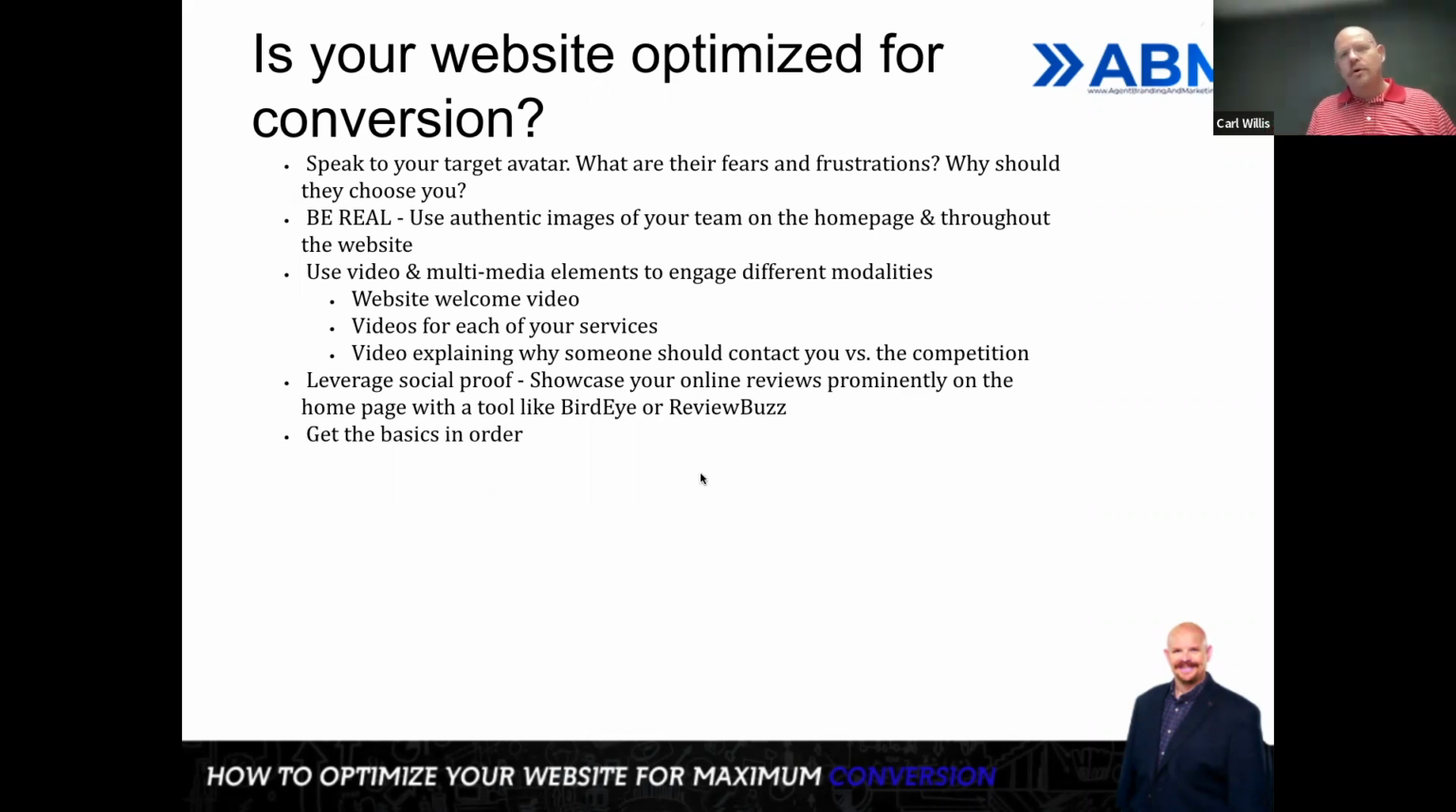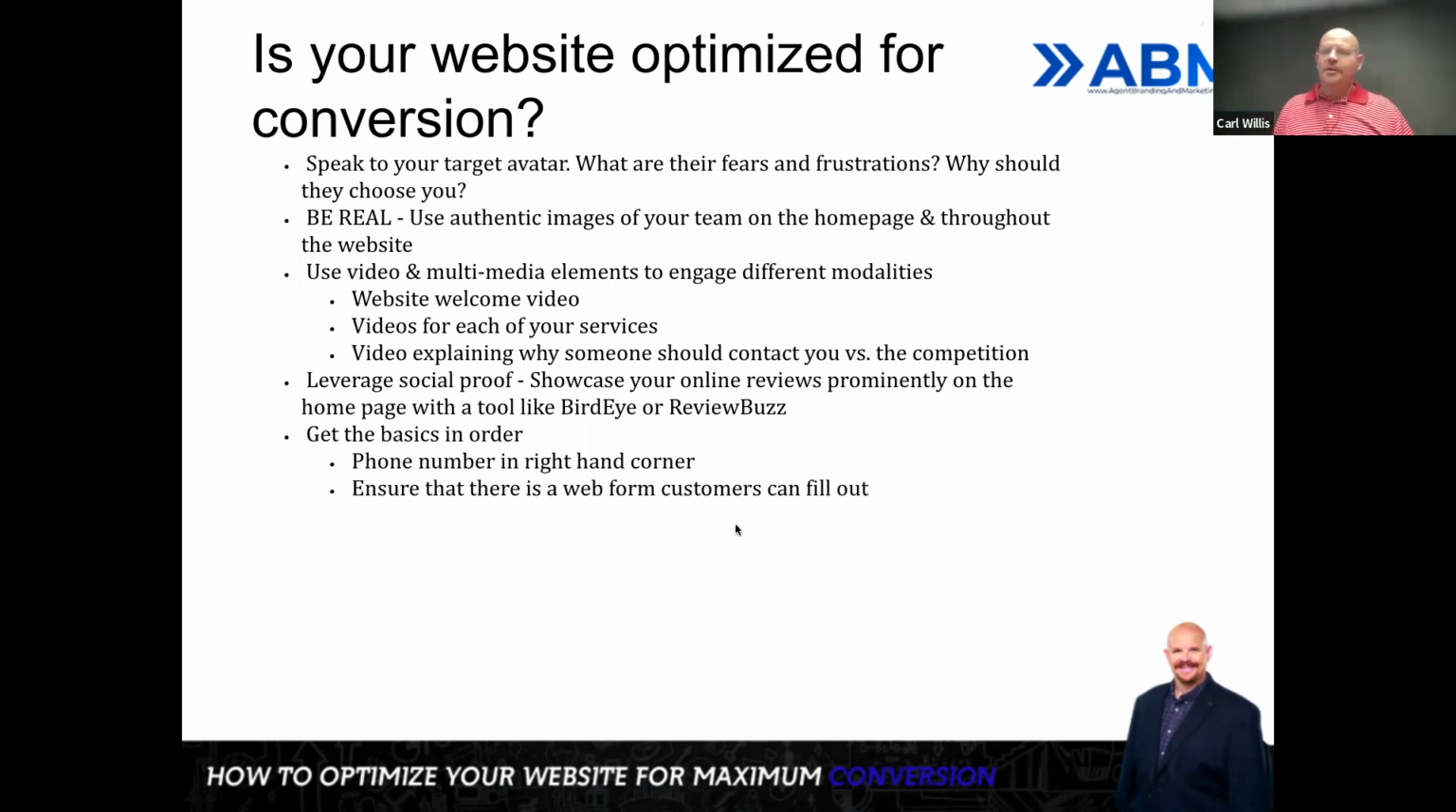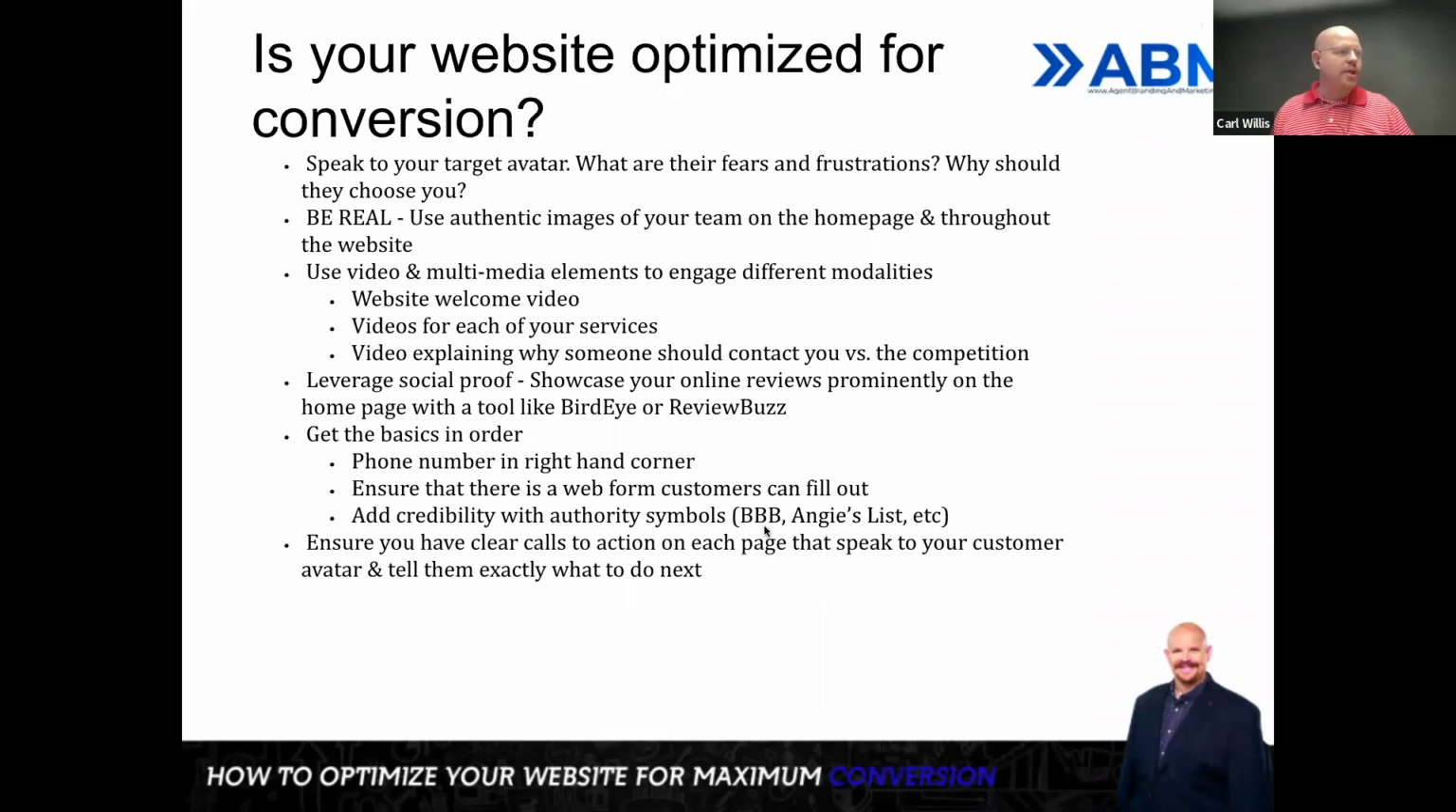Get your basics in order. Make sure that your phone number's prominent on your website, upper right-hand corner. It's a clickable link, that there is a web form as well that people can fill out. Add credibility symbols like the Better Business Bureau, Angie's List, any of these other service companies or chambers or groups that you're a part of that are prominent in your area. See if you can get those badges on your website.